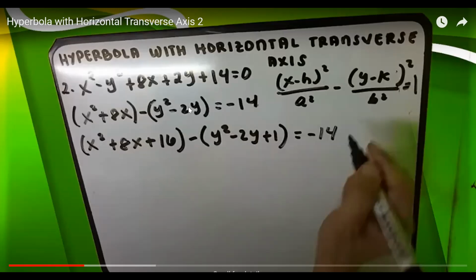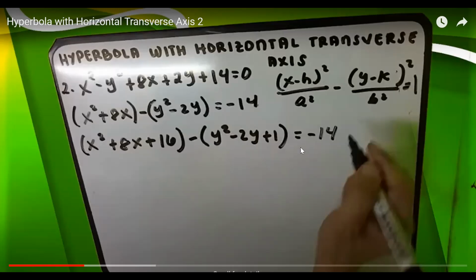And then for the other group, which is the y terms, the coefficient of the second term is negative 2. So yung negative 2, i-divide natin by positive 2, that is negative 1. And then negative 1 squared, that is positive 1. So that is completing the square method to make each group a perfect square trinomial. So ayan, na-equate niya dito sa negative 14.